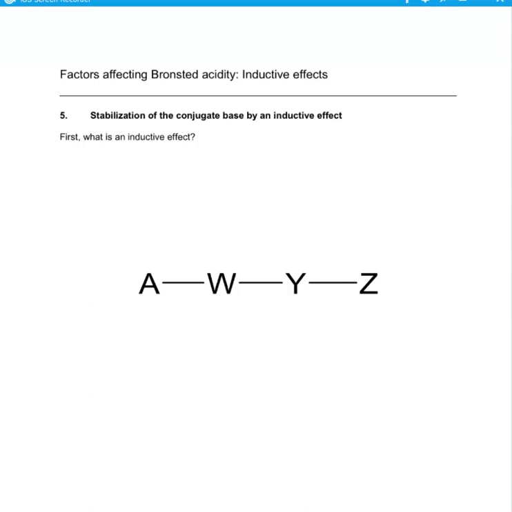So first of all, where are we going to start with this? An inductive effect involves delocalization of electrons. What we saw with resonance is that resonance was also a delocalization of electrons, but it was occurring through a pi system. An inductive effect, by contrast, occurs through the sigma framework of molecules. So this occurs through sigma bonds, as opposed to resonance, which is through a pi system.